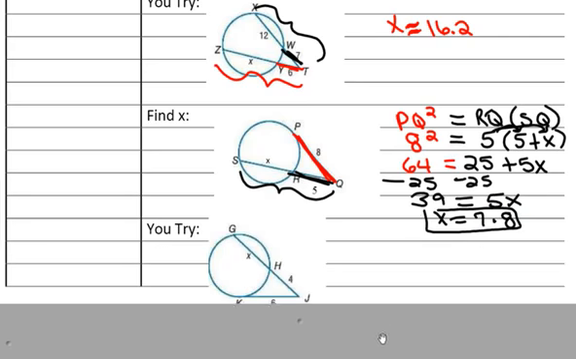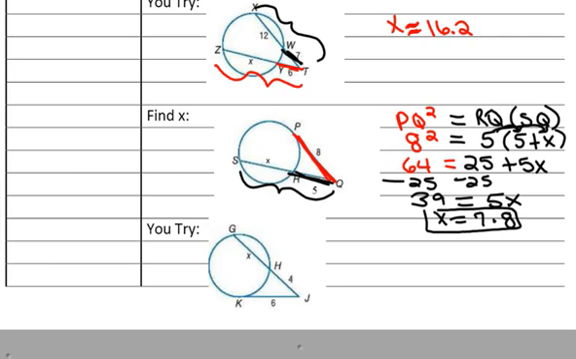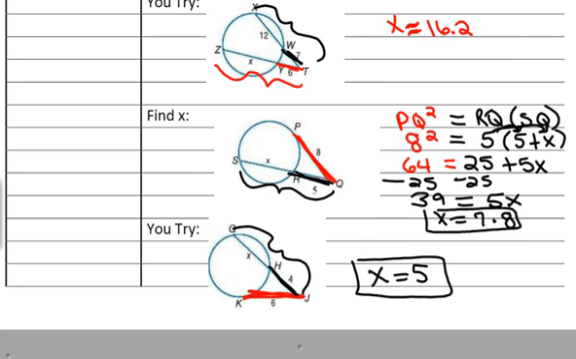Okay, so last example I'd like for you to try. Pause the video and see if you get the same thing I get. Again, we're doing the outside times itself and setting that equal to the outside times the whole segment again. And you should get x is 5. If you didn't, raise your hand. We'll be happy to help you.